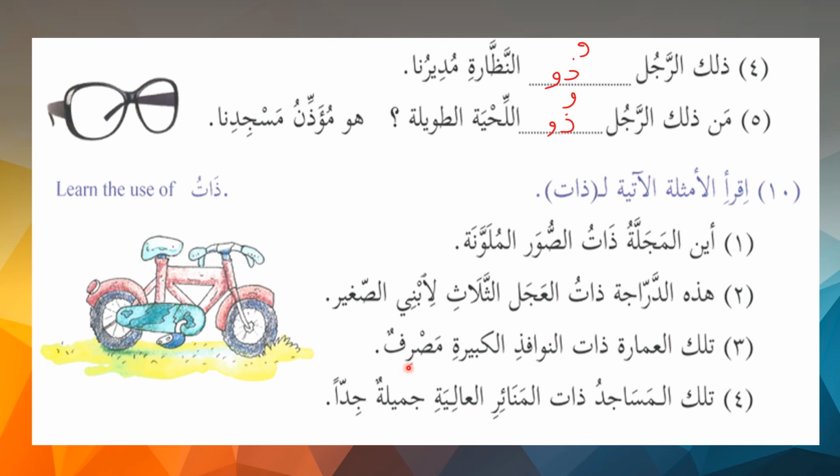Masrifun means bank. Tilkal masajidu, those, actually this is the plural of masjid, so those masjids. Dhatu al-manair al-aliyah jamilatun jiddan. Now why is tilka used for masajid? Because this is ghayr aqil, and everything used for ghayr aqil is singular feminine. So dhat is also used for ghayr aqil as singular feminine. So basically, if you get confused, just know that dhu and dhat will be related to the noun before it, not after it. So this is a trick to remember easily.